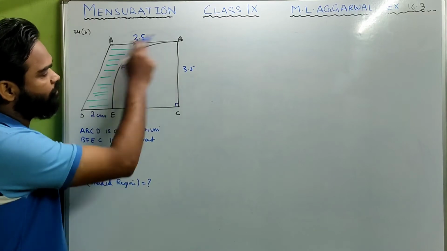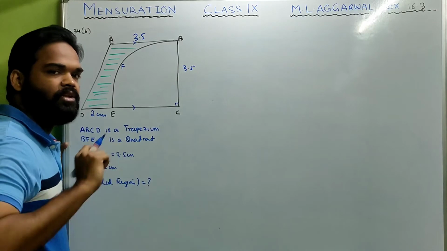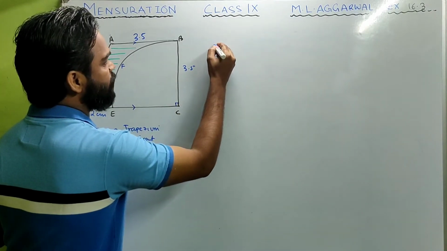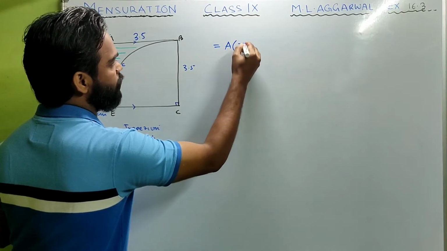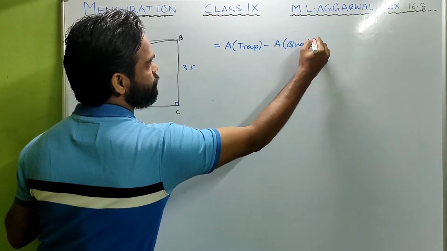2 centimeter. From this trapezium, a quadrant BFEC is removed. Find the area of the shaded region or the remaining part. Pretty easy. See, the area of the remaining part will be the area of trapezium minus the area of quadrant, isn't it?